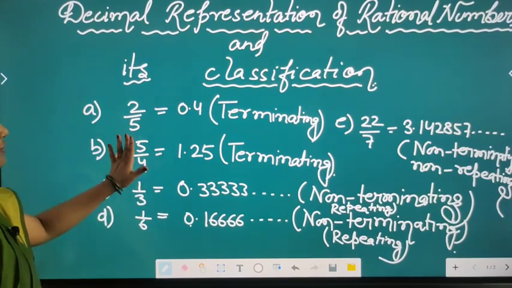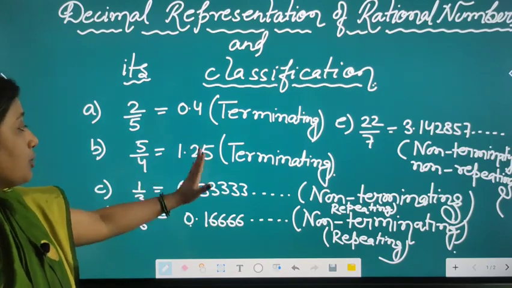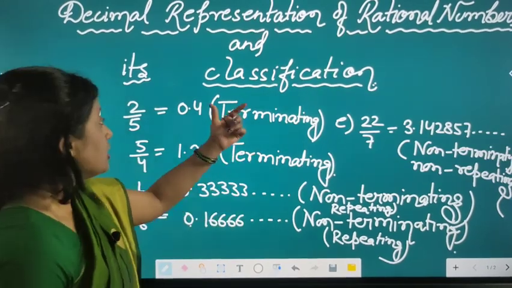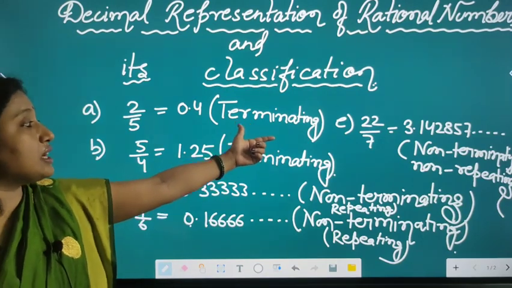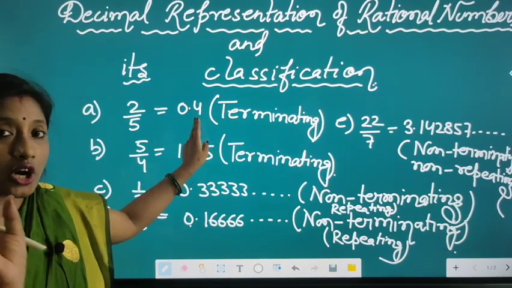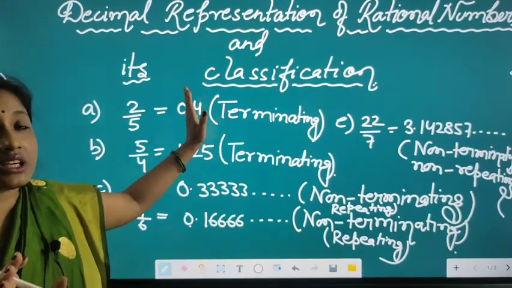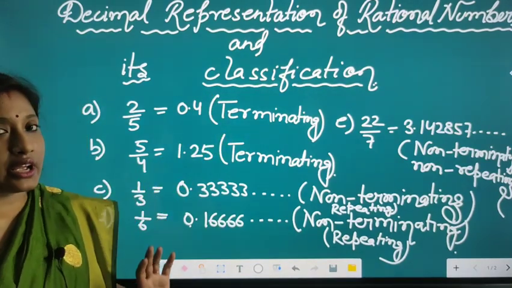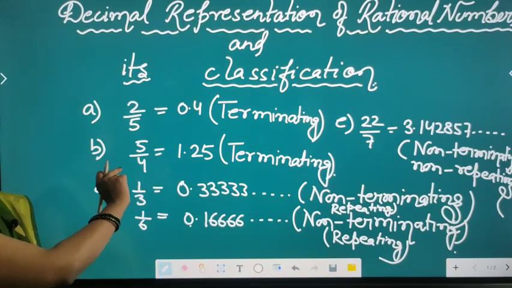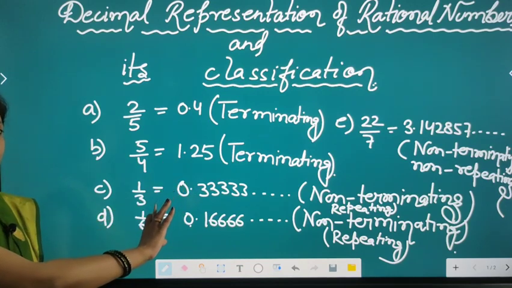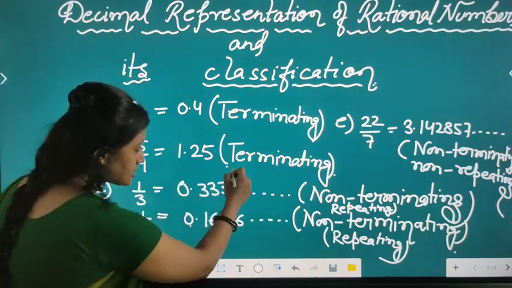Just look at here 2/5. We have changed it into decimal, that is 0.4, 1.25. Now this number will come under the category of terminating decimal number because we have got a finite number of digits after decimal. After the decimal we have only 4, it does not continue, it stops there. Okay. In the second question also we have got 1.25, only a finite number of digits after decimal. So once again this is terminating.